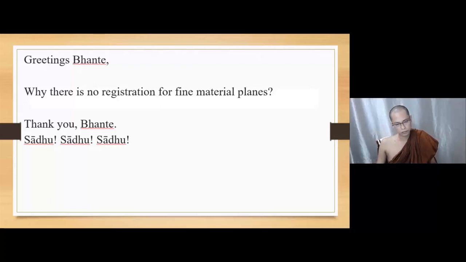Greetings, Bhante. Why is there no registration for the fine material planes? This is due to the nature of the consciousness. Nobody is managing the consciousness. The processes run according to their law. It's called citta niyama. So according to the citta niyama, the law of consciousness, registration cannot arise in the fine material planes. We cannot find any other specific reason.